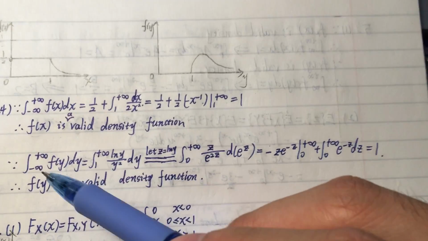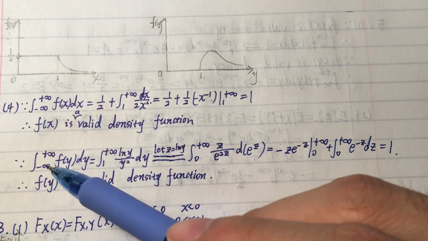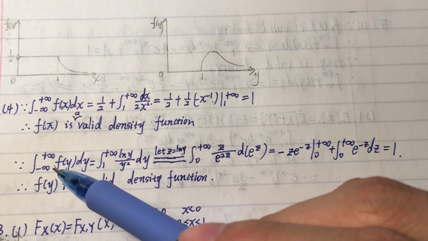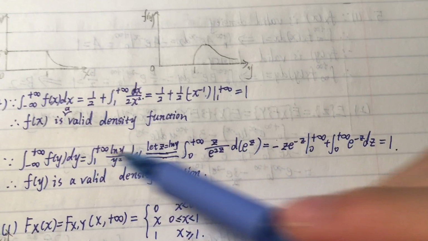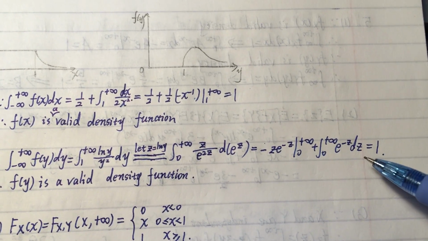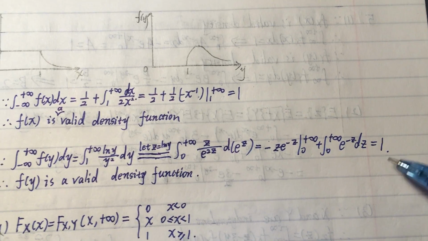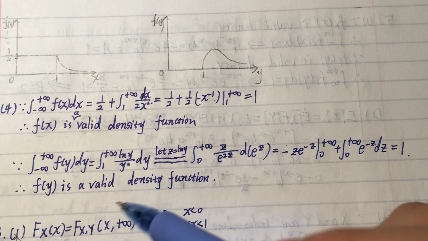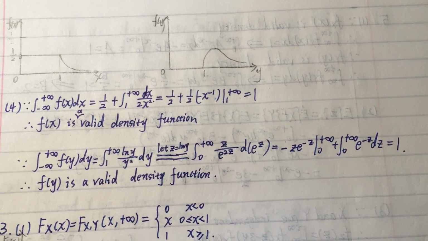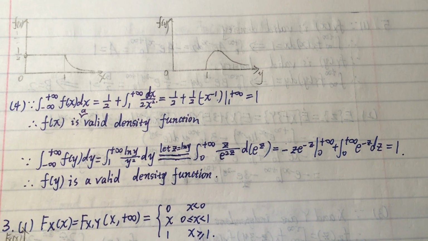In the same way, we can prove the integral of the density function of y equals to 1. So we can get that the density function of y is a very density function. This is the solution. That's all. Thank you.